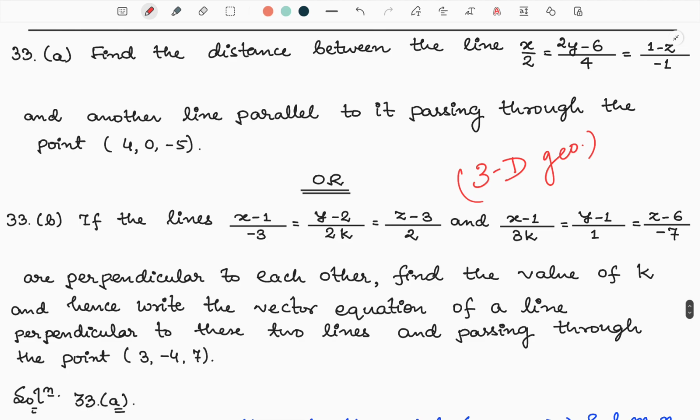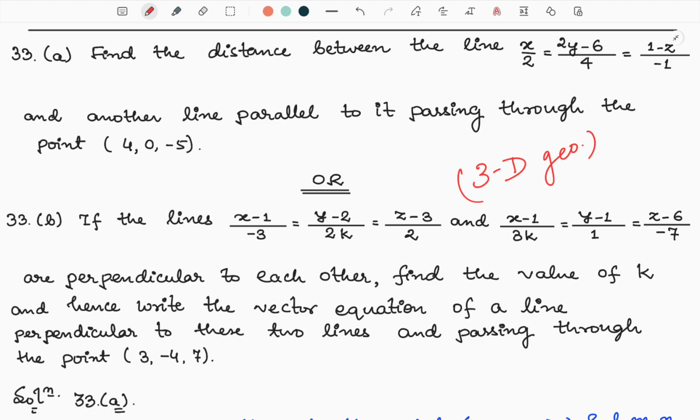And the 33b part is asking us to find two things. First, the value of k for which the given two lines should be perpendicular, and the second part is asking us to find the vector equation of a line perpendicular to these two lines and passing through the point 3, minus 4, 7.